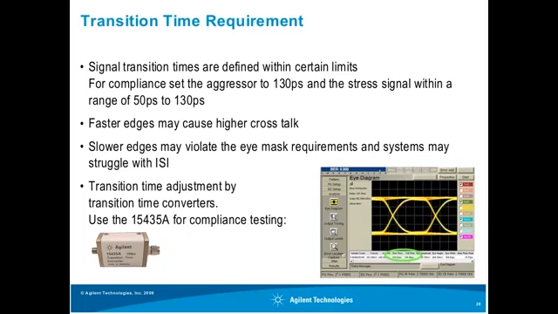Basically, transition times cannot be adjusted by the generator, and therefore we use external accessories to slow down the edges of the setup. And you will see that in the setup diagram just a few slides later.